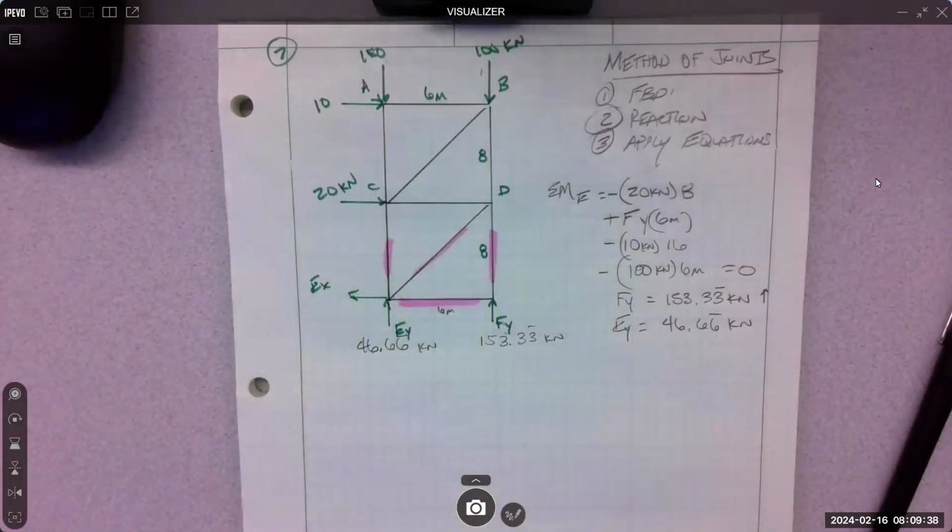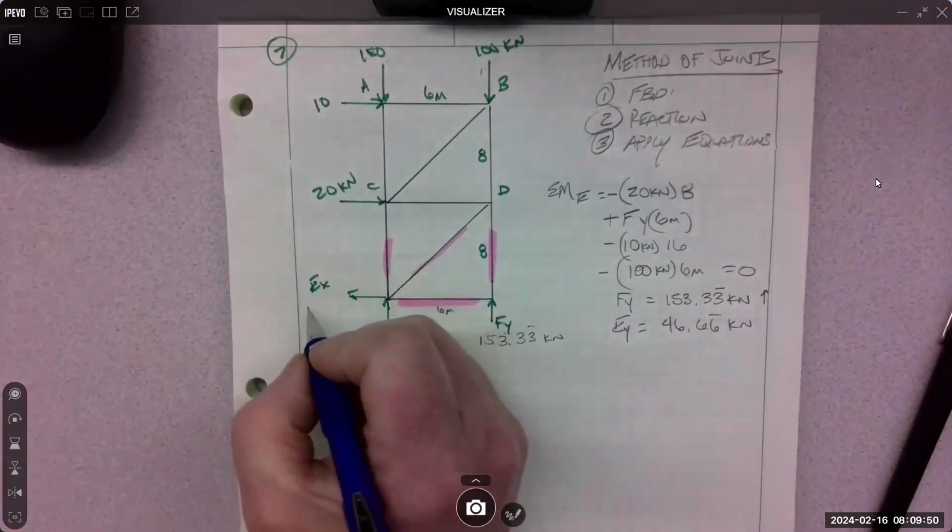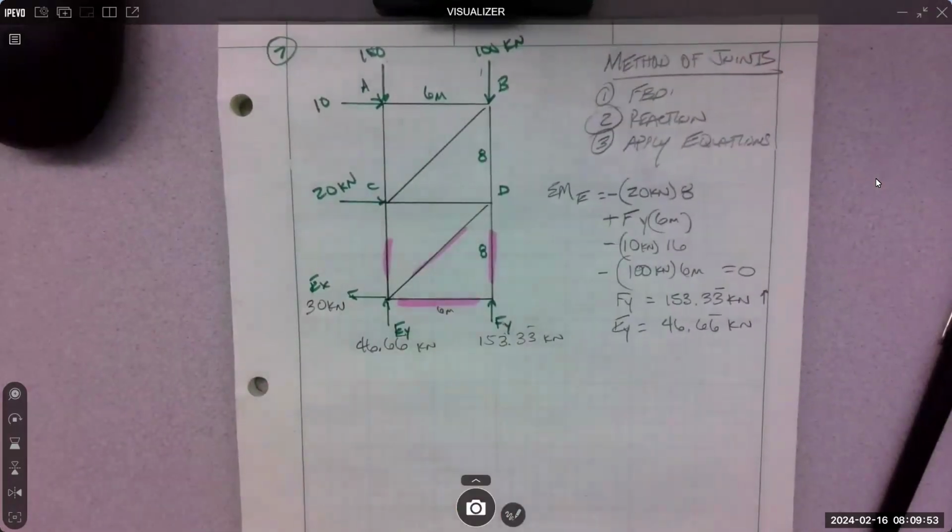What about EX? Some forces in the X. It's got to balance out. So we have 30 going to the right, we need EX going left. In the beginning, for reactions, the whole truss is together. We don't even care that it has individual members. It's like a big solid block of who cares, to get those reactions. Now what?